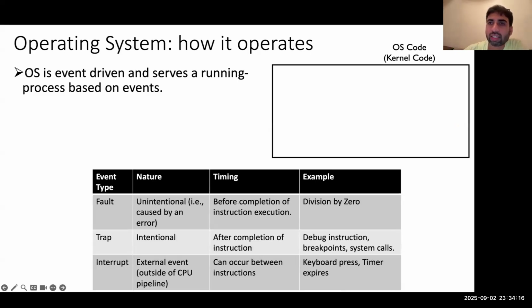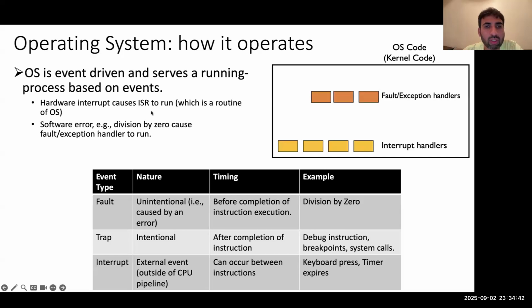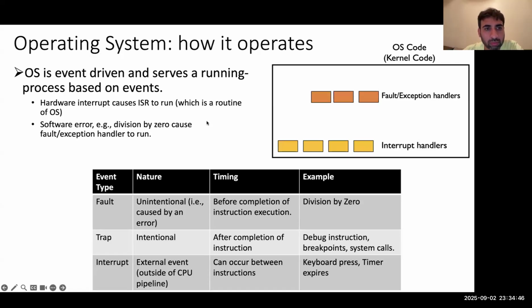Okay, so let's say you have OS code or kernel code. It will consist of different kinds of handlers, for example, interrupt handlers. As I said, hardware or components outside your CPU pipeline cause an interrupt. And if an interrupt arises, then an interrupt service routine will be executed, which is a component of the OS.